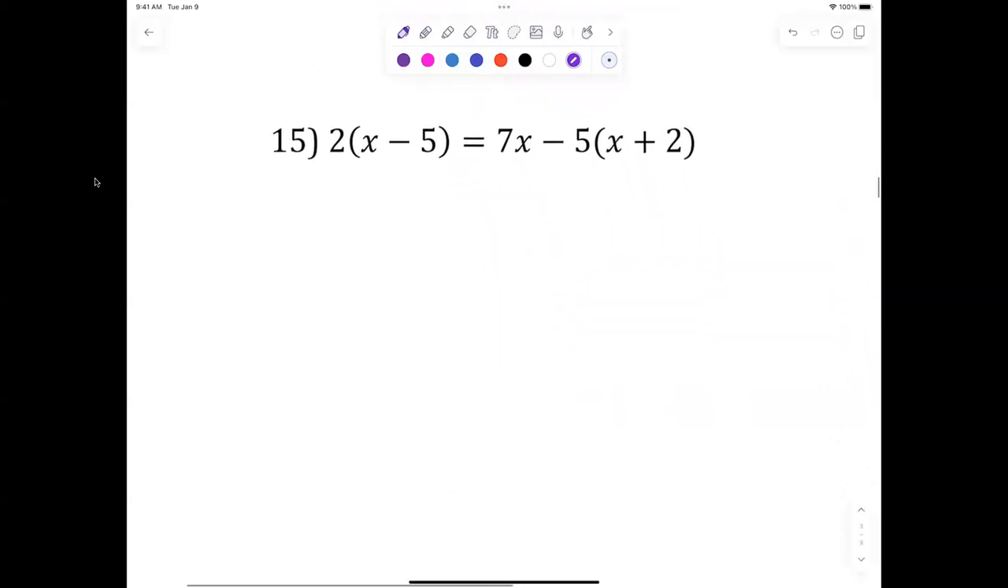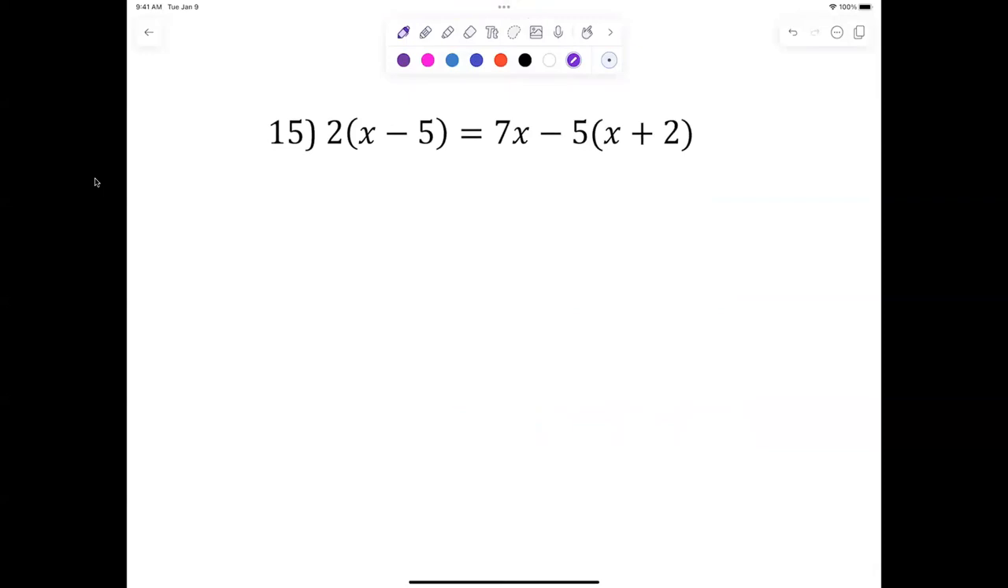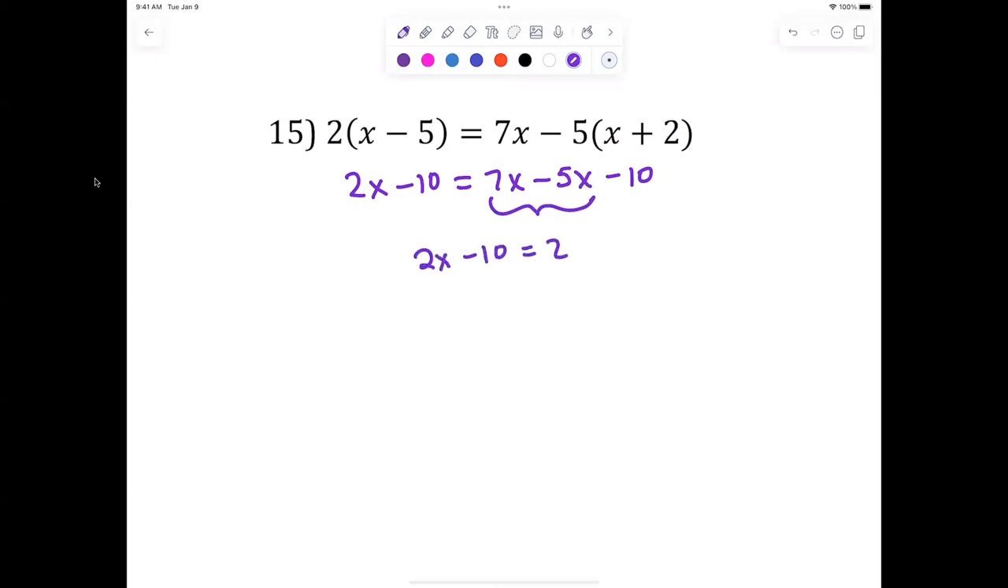All right, here we go. Number 15. Now, here's the one someone was asking me about. All right, let's double check. Let's see what this works out to be. Distribute: 2x minus 10 equals 7x minus 5x minus 10. What happens to the 7x and the 5x? 2x minus 10 equals 2x minus 10.